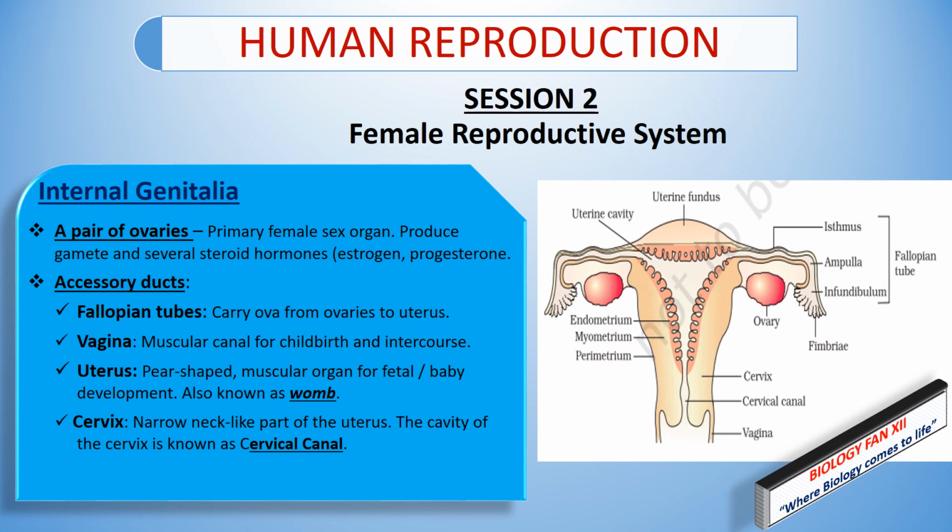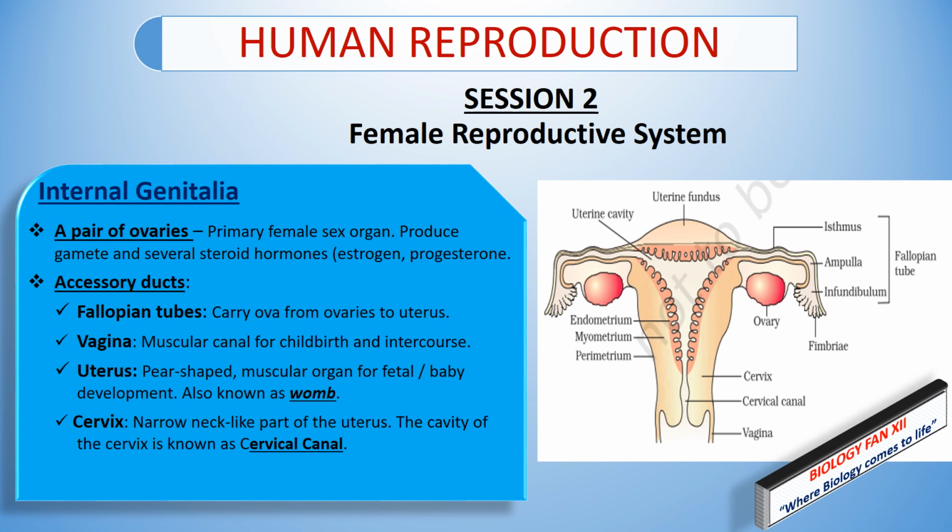After external genitalia, we will discuss internal genitalia. Internal genitalia consists of a pair of ovaries and accessory ducts. A pair of ovaries are the primary female sex organs, and their main function is to produce gametes and several steroid hormones. These are estrogen and progesterone. Now, what are accessory ducts? Fallopian tubes, vagina, uterus, and cervix.